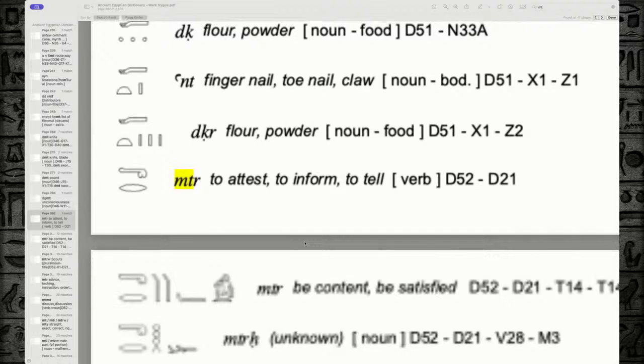What does that word mean in the Egyptian language? It means to attest, to inform, to tell. And you have to ask yourself, what does a phallus have to do with telling and informing and attestations? So I hope y'all understand this. And if you understand it, then make sure you pass it on to other people so they can understand it. All right? I chose this one because it is one of those that should click in everybody's heads.